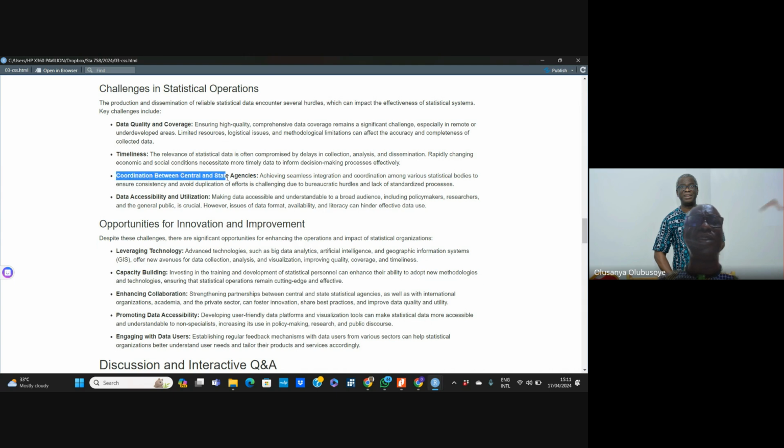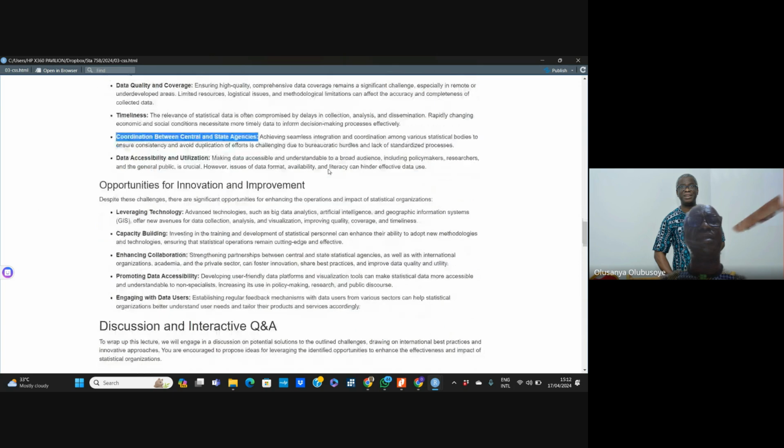We also have the problem of coordination between central and state. I've mentioned that. Except when this current statistician general took over, that we started seeing some sort of activities between the central and the state agencies. Before, there was little or none, in the last 2 or 3 statistician generals. But this current one has been able to organize the second biennial conference involving state statistical agencies.